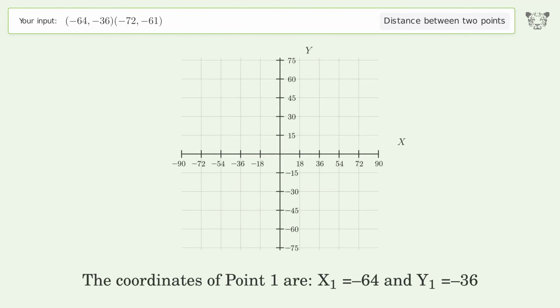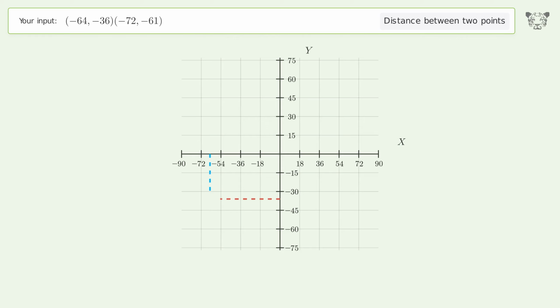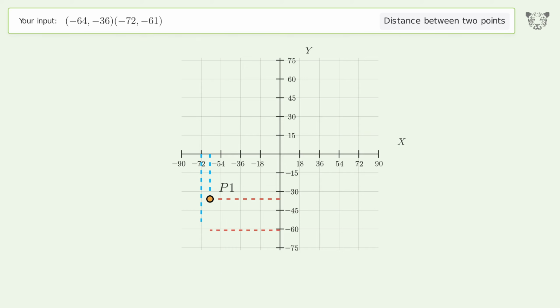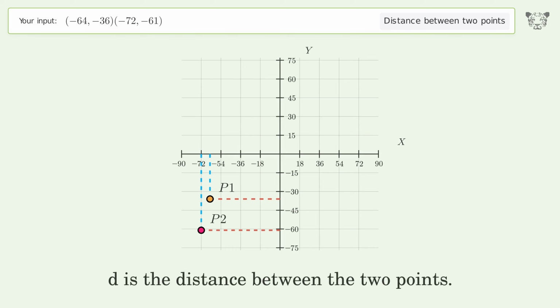The coordinates of point 1 are, x1 equals negative 64 and y1 equals negative 36. The coordinates of point 2 are, x2 equals negative 72 and y2 equals negative 61. D is the distance between the 2 points.